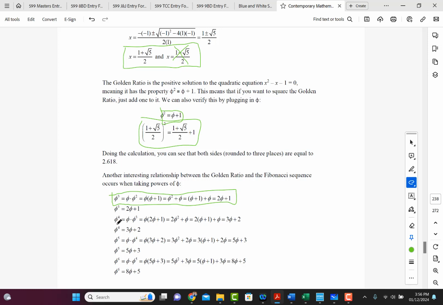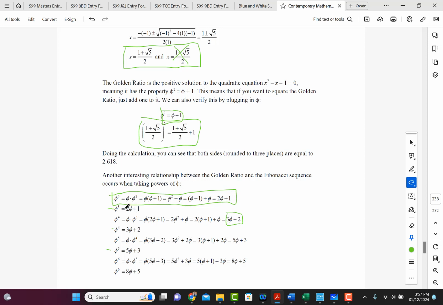So if we do phi to the fourth, we do something similar, and what do we get? We get 3 phi plus 2. So phi cubed equals 2 phi plus 1, and phi to the fourth equals 3 phi plus 2. What happens when we do phi to the fifth power? Well, we get 5 phi plus 3.